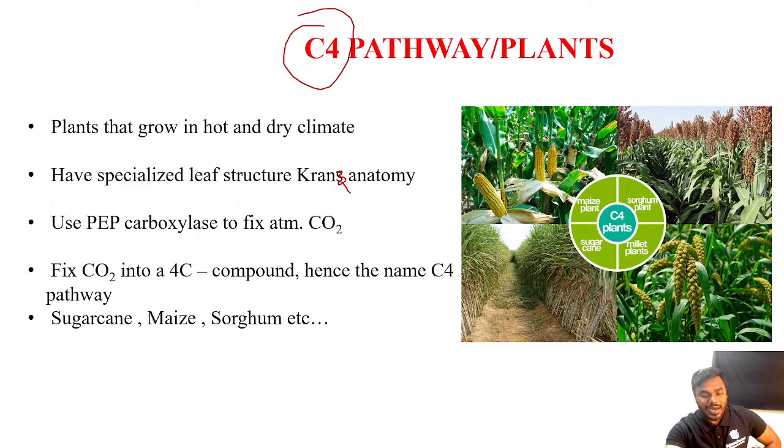There is no doubt. I will tell you what this particular Kranz anatomy is and how exactly it looks. And one more unique statement, friends, very, very unique: in the case of C3 plants, the principal enzyme is Rubisco.